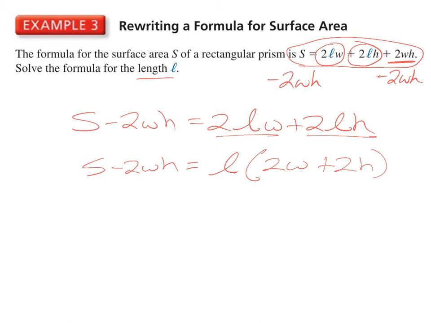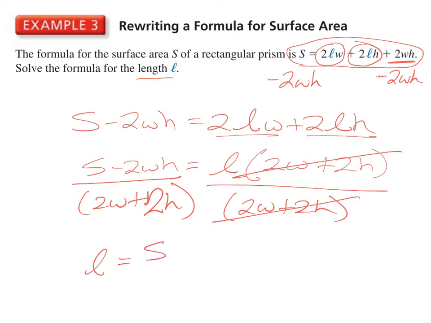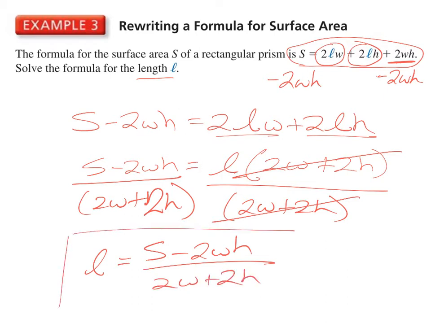Okay. Now, getting the L by itself, I will divide by 2W plus 2H on both sides. Okay, these cancel out, and I have L by itself now. I have S minus 2WH all over 2W plus 2H. All right, looks a little complicated, but we followed all the correct mathematical principles, and we've isolated L. On to the next example.